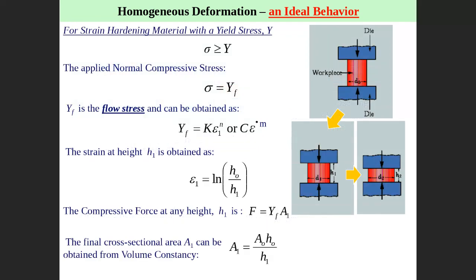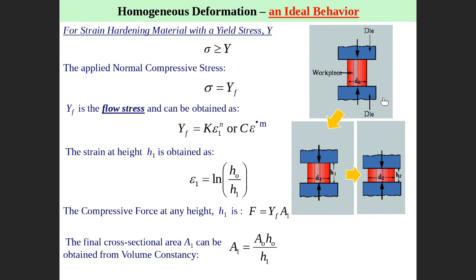In ideal deformation, you can see that the stress here is the Y flow. You agree with me? You apply stress to flow the material. Then Y flow is the stress you apply. What is the flow stress? Flow stress is the stress needed to flow the material. Flow stress is not constant. Whenever strain increases, flow stress increases.